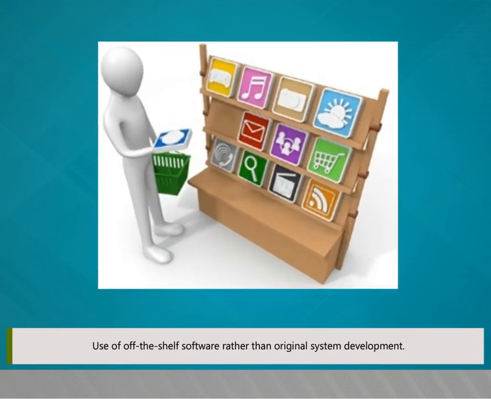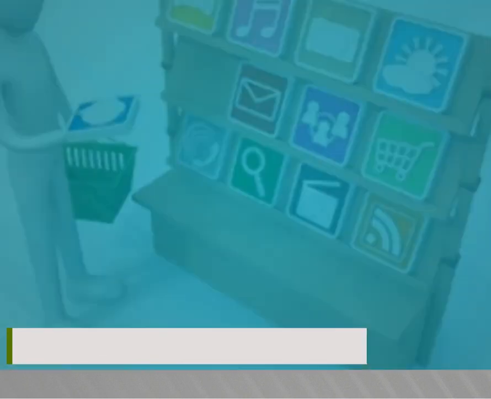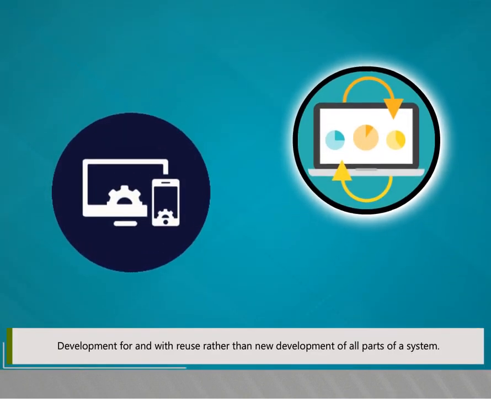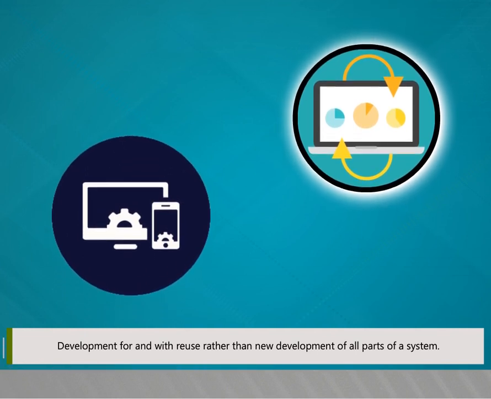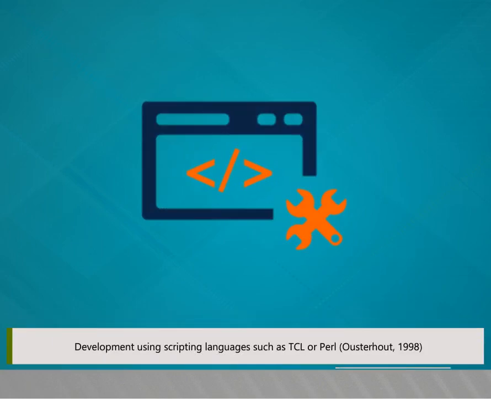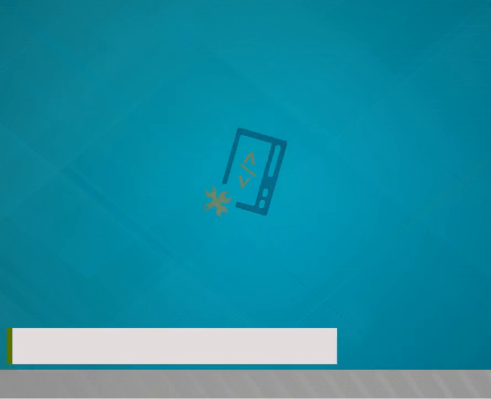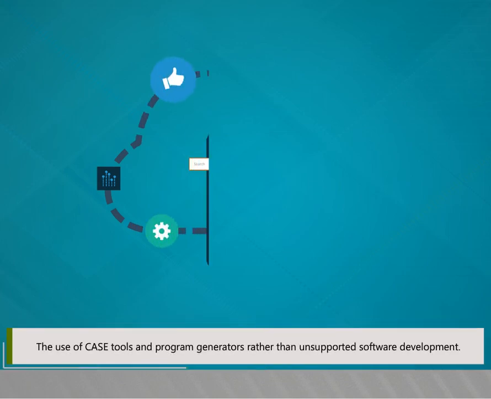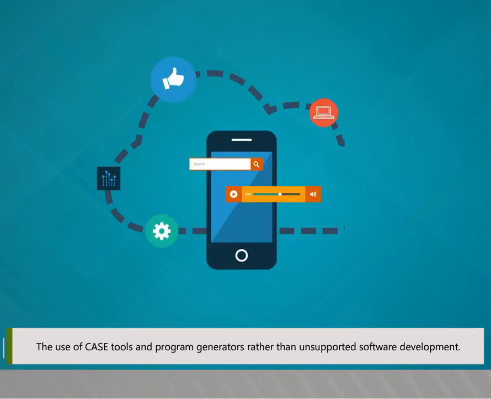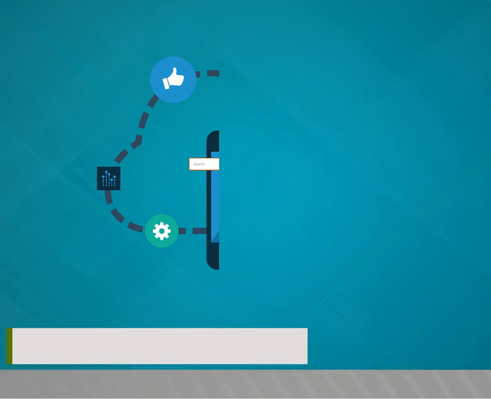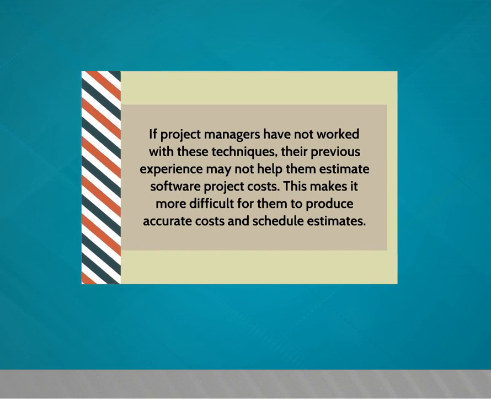use of off-the-shelf software rather than original system development, development for and with reuse rather than new development of all parts of a system, development using scripting languages such as TCL or Perl (Ousterhout, 1998), and the use of CASE tools and program generators rather than unsupported software development. If project managers have not worked with these techniques, their previous experience may not help them to estimate the software project costs. This makes it more difficult for them to produce accurate cost and schedule estimates.